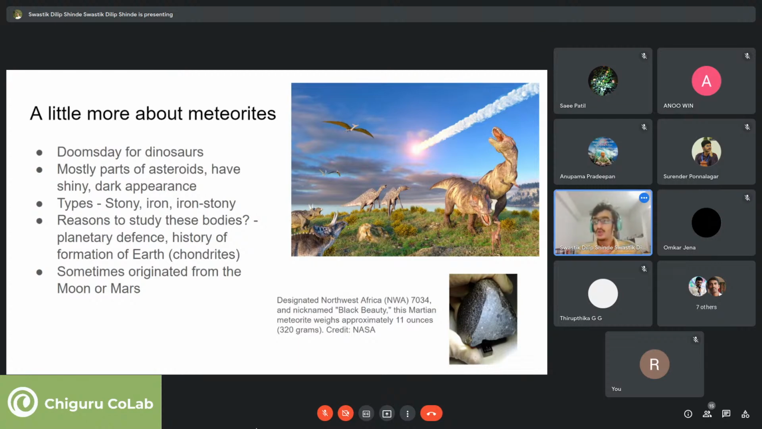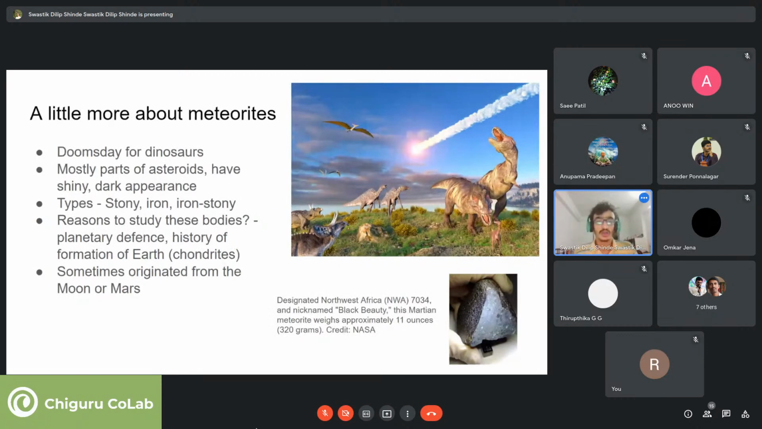Okay, so to avoid this from happening, and to know earlier that something like this may happen, we need to study them, to study their orbits, to study how they are moving in the solar system. So that is the reason why we need to study them. Okay, so for planetary defense, that is one of the things.